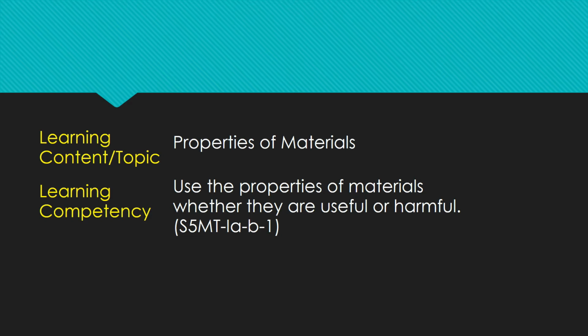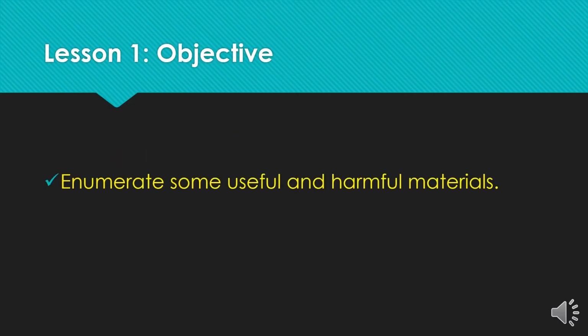Our learning content or topic is about properties of materials. This is in line with the learning competency: Use the properties of materials whether they are useful or harmful. Lesson 1 objective: Enumerate some useful and harmful materials.